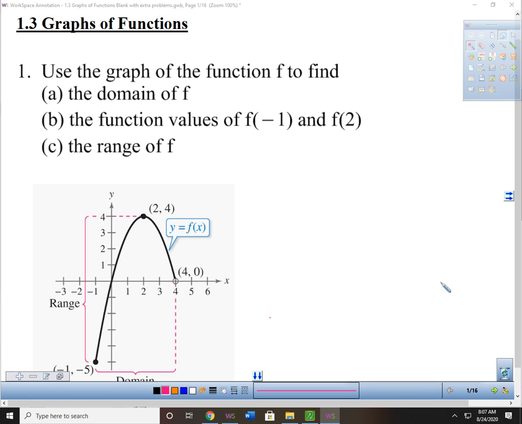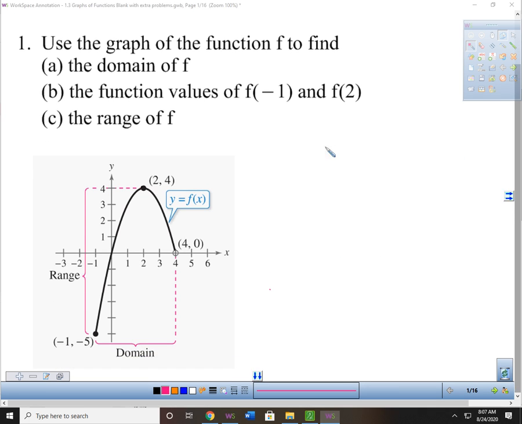Okay, so we're going to be talking about graphs of functions. We're going to use this graph at the bottom to find the domain, the function values f of -1, f of 2, and the range. Remember, the domain is all of the x values that are encompassed in your graph. In other words, how far to the left, how far to the right.